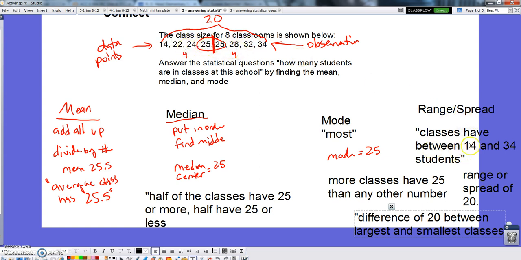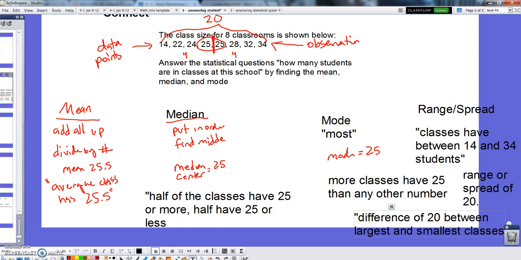So we could say classes have between 14 and 34 students. That's a good answer to the question. Say how many students are in a class here. Well, between 14 and 34. There's a range of 20, or you could say there's a difference of 20 students between the largest class and the smallest class. So that's often another good way to answer statistical questions.